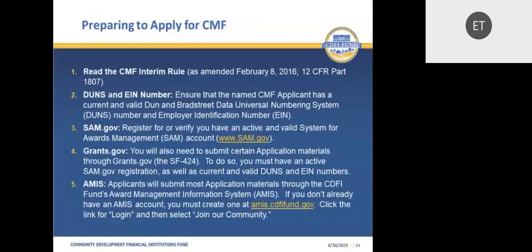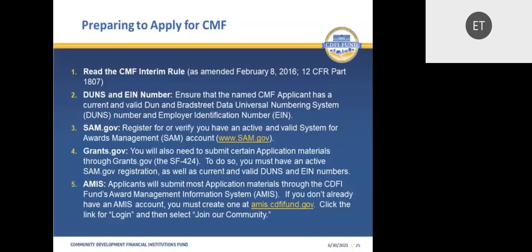Let's pivot a little bit and talk about how you can prepare to apply for CMF. I'm sure all of you are excited for the next funding round. There are 5 steps that you can undertake now. The first is to read the CMF interim rule, which contains a lot of information on eligible uses, eligible activities, affordability requirements, and so on. Please review it carefully. It's a very important document.